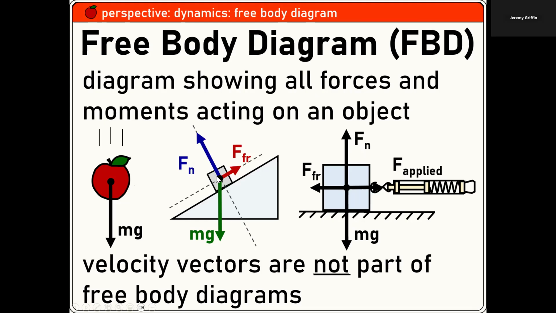Or this block on an incline, it can have 3 forces. I got its weight pulling straight down towards the center of the earth. Do you guys remember what this blue one's called? Starts with an N. Normal force. See how it's perpendicular to the surface? I'm going to have you guys draw some of those. Can you guys draw a line that's perpendicular to the surface? And then friction always opposes motion.